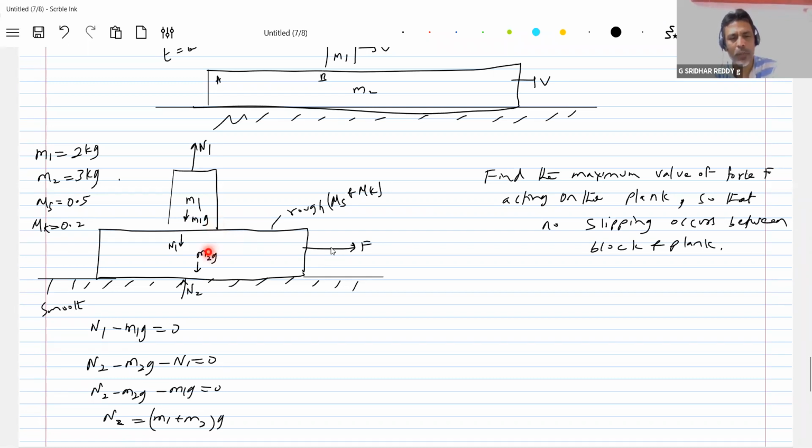The moment you apply force, the plank shifts towards the right. The block m1 will be at inertia of rest. Because of that, it will exert a force on the plank, and the friction on the plank will be in this direction. The friction on the block will be in this direction. Got the idea? So this is what happens here. I think there's a question, no? I'll give one more diagram.